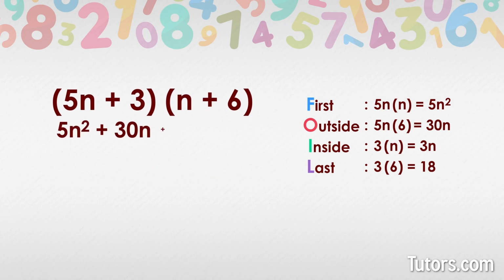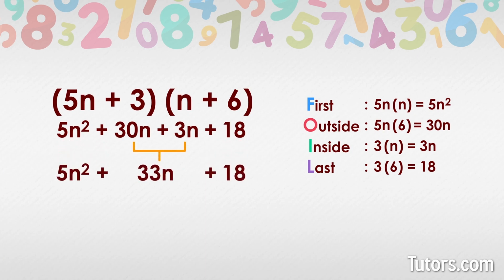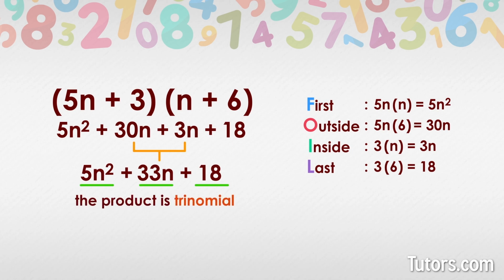We have all of our answers together, and we combine like terms. Our answer is 5n squared plus 33n plus 18. The product of two binomials contains three terms, so it is a trinomial.